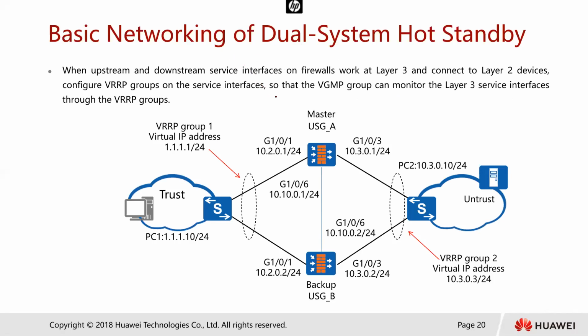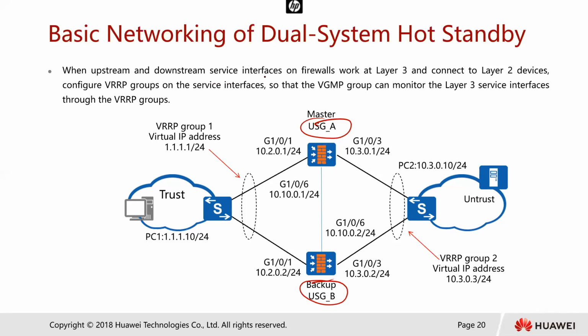In dual system hot standby networking, the firewalls usually work in routing mode, and the downstream switches are separately connected to the firewall through two links. In normal circumstances, firewall A functions as the active firewall, and if the uplink or downlink of firewall A goes down, then firewall B, which was the backup, will automatically become the active firewall, and the switch traffic is transmitted through firewall B.